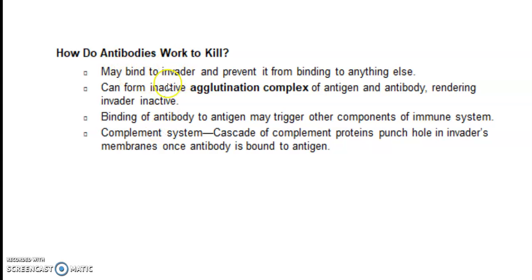And here's how the antibodies work. So I already mentioned this. So they can make things clump together. We call that agglutination, is the fancy word. It can trigger other components. And one of those components is called the complement system. Again, I'm not going to get into a lot of detail here, but you'll hear about it more if you ever take anatomy and physiology.